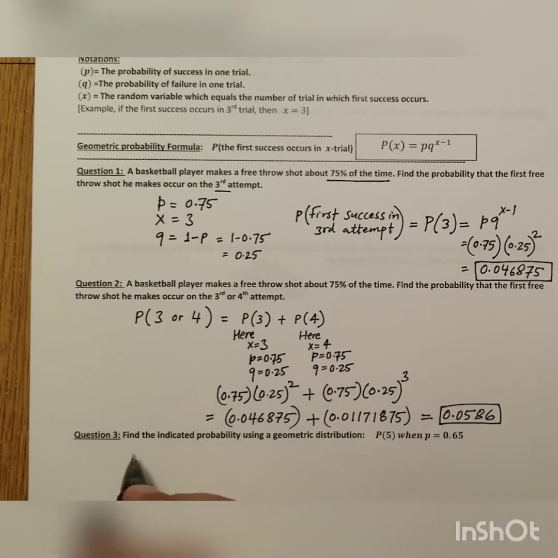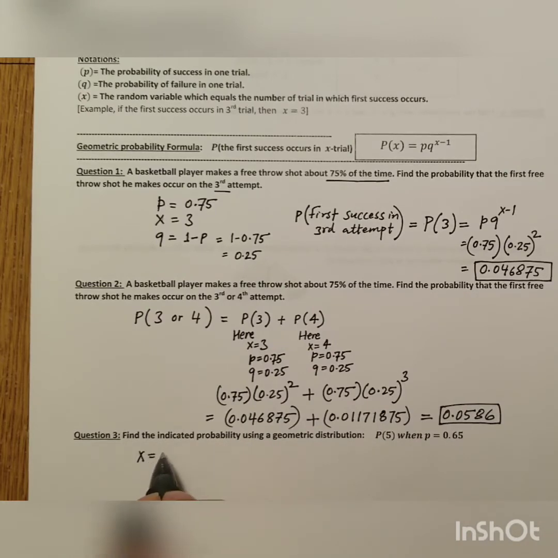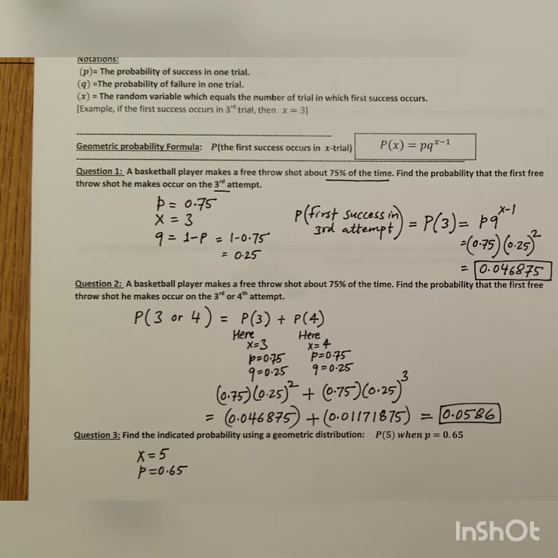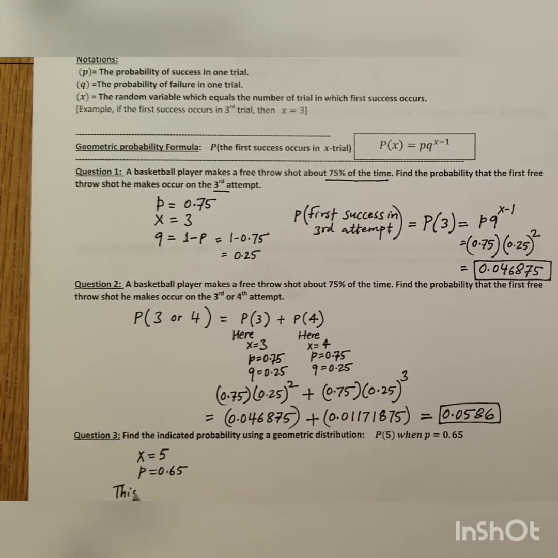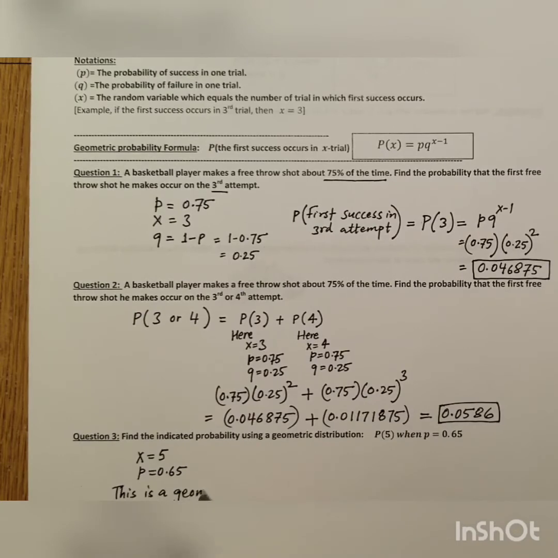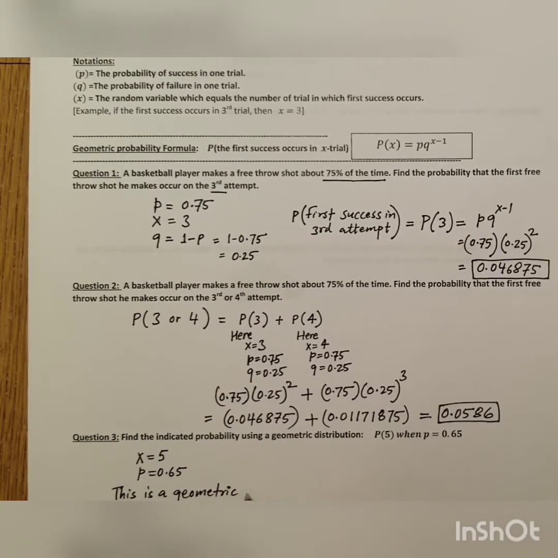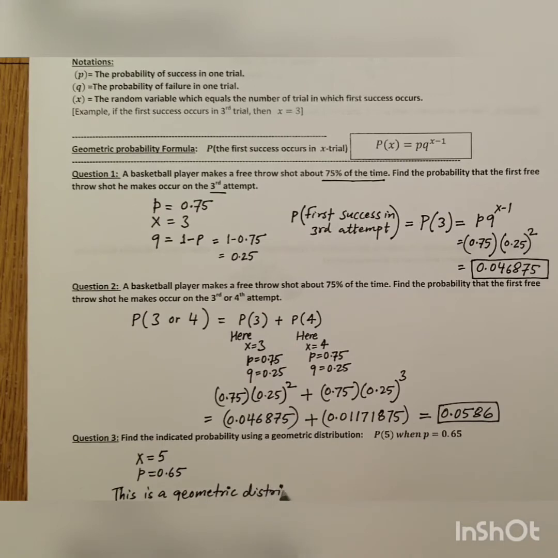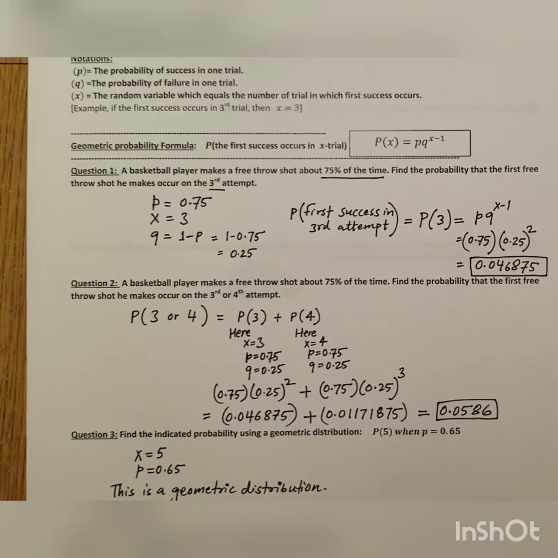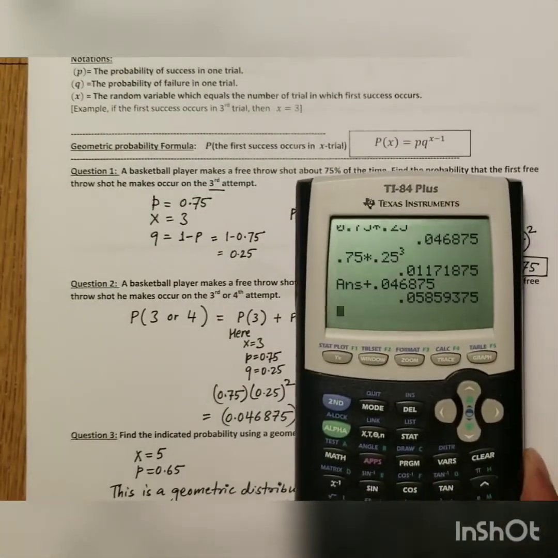So for this question, we have x equals 5 and p equals 0.65. Okay, and this is a geometric distribution, right? So let's follow these steps.